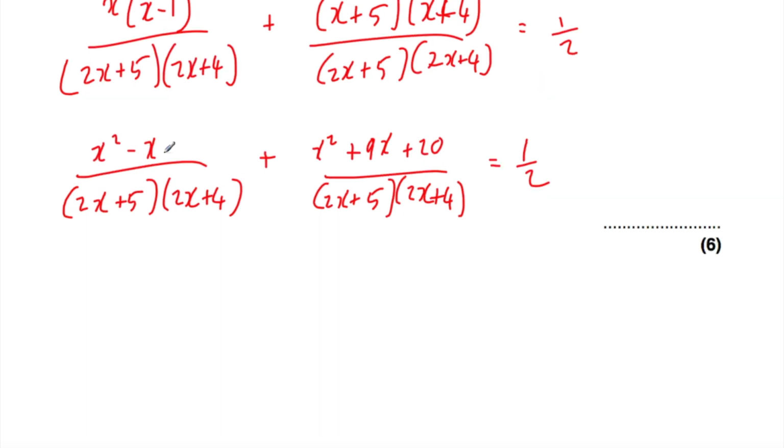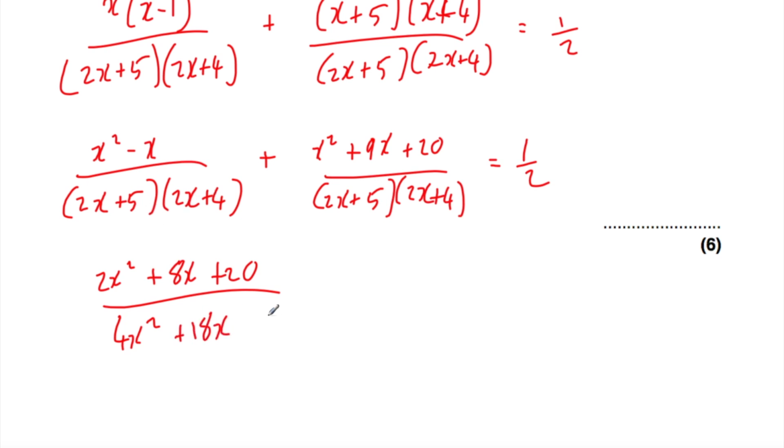Okay, now let's add together the numerators. We've got x squared plus x squared would be 2x squared. We've got minus x plus 9x, that'll be plus 8x. And then we've got our plus 20. So we've added together the numerators, and in terms of the denominators, because they've got the same denominators, that'll just be the same. But I'm actually going to do the expansion here. Obviously it would be this, but I'm just expanding it. 2x times 2x is 4x squared. 2x times 4 is 8x, and 2x times 5 is 10x. Adding them together would be plus 18x, and 5 times 4 is 20, so plus 20. So we've just put it over that common denominator, but we've expanded the brackets there, and that equals a half.